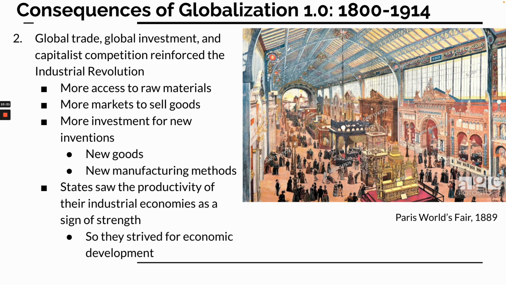And because states saw the productivity of their economies as a sign of strength, they really worked to grow stronger, to improve their industries. And then they showed them off. This is an image from the Paris World's Fair, and of course, it's like a postcard-sized image. But they're showing that they can enclose all of this stuff in glass, and then all of these display cases would be showing what they thought were the wonders of the age.